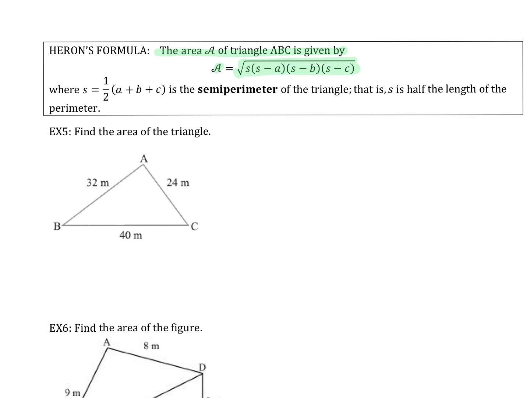What is s? Well, where s is half of a plus b plus c, the semi-perimeter of the triangle. What does that mean? S is half the length of the perimeter. And what is the perimeter? The perimeter is the whole outside area. Once again, if somebody said something, check the perimeter of the base. Perimeter is the outside area. So the S in our formula is if you add up all those values and divide it by half, that's what the S value is.